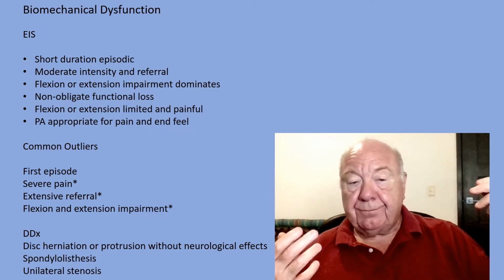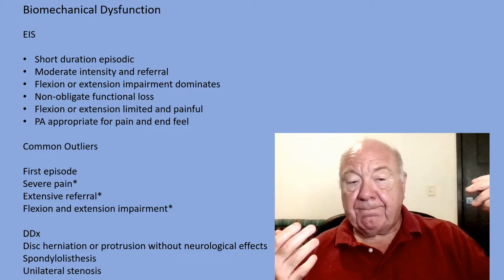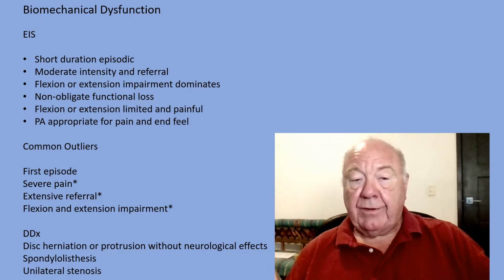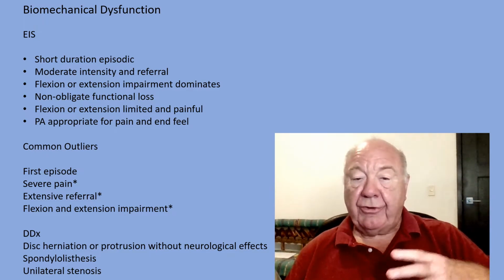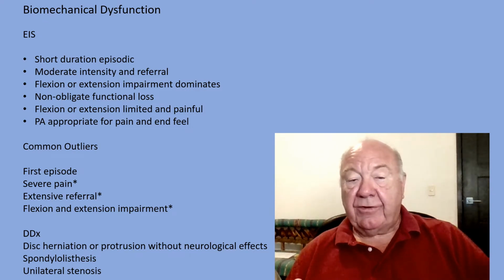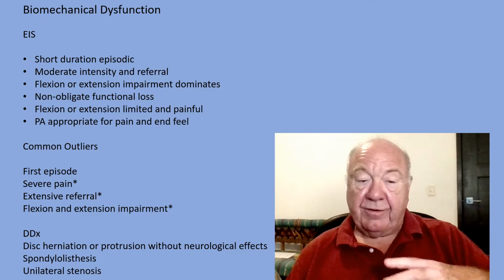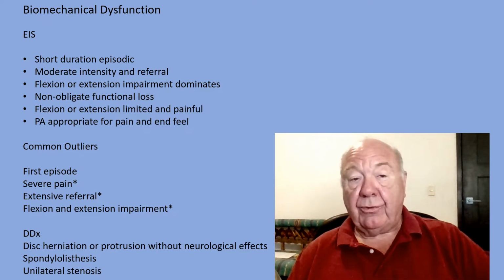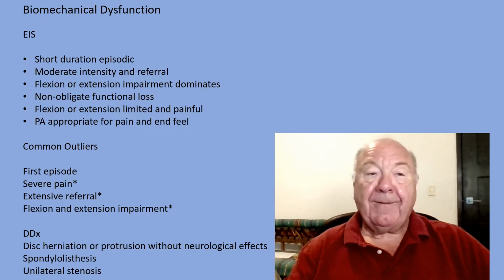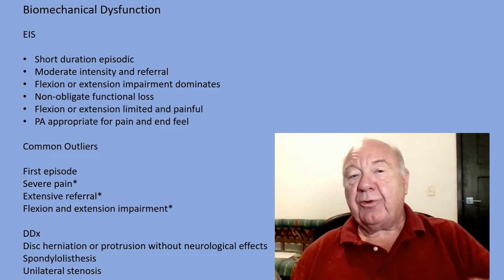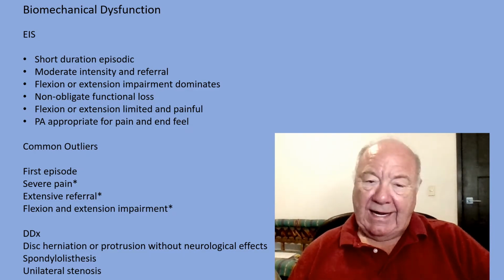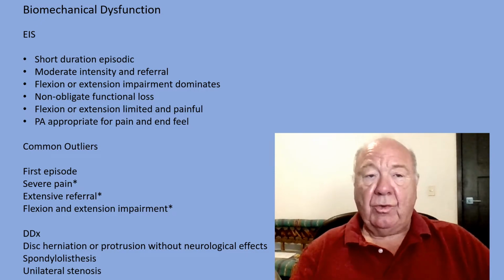So, differential diagnosis for this: disc herniation or protrusion without neurological effects, spondylolisthesis, certainly a unilateral type of rotary instability in the spine, or a unilateral stenosis. So it could be any of these. Having made the diagnosis of biomechanical dysfunction, though, now you can start thinking about the biomechanical examination.